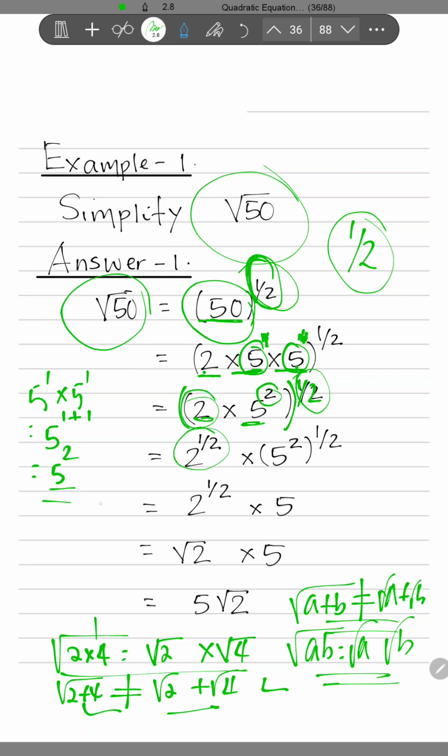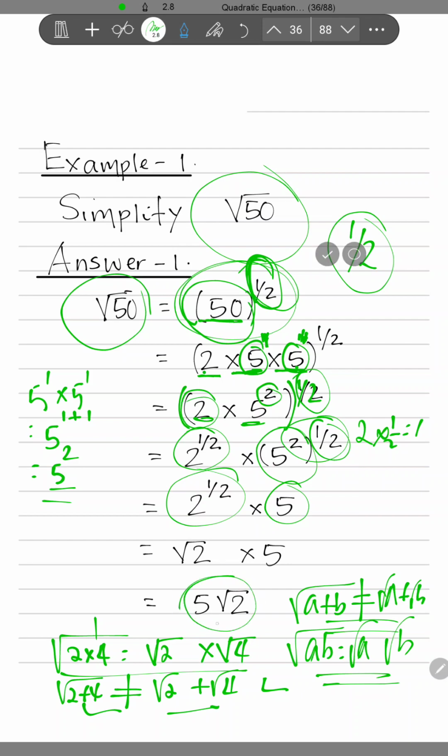So 2 to the power of half and 5 squared to the power of half. This one, 2 times half is just 1. So we have 5 here. But 2 is still in a square root. So the expression of this square root of 50 is 5 into radical 2.